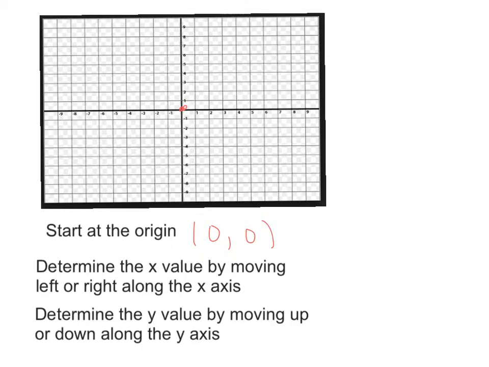The last thing we want to do is determine the y value by moving up or down along the y-axis. The y-axis is the one that goes up and down. So always when we are writing a point, our points are always our x-coordinate first and then our y-coordinate. It always starts with our x and then our y. Let's keep that in mind as we get started.